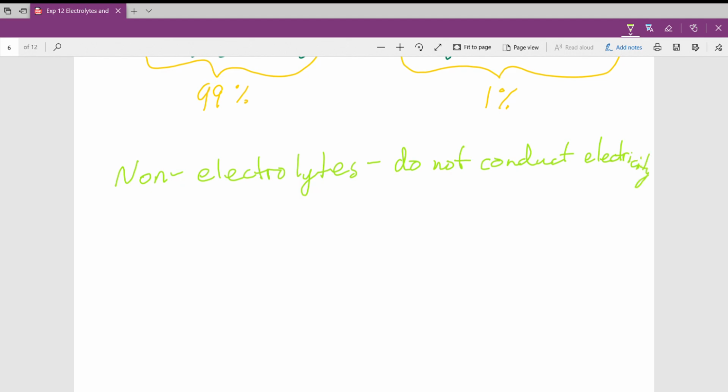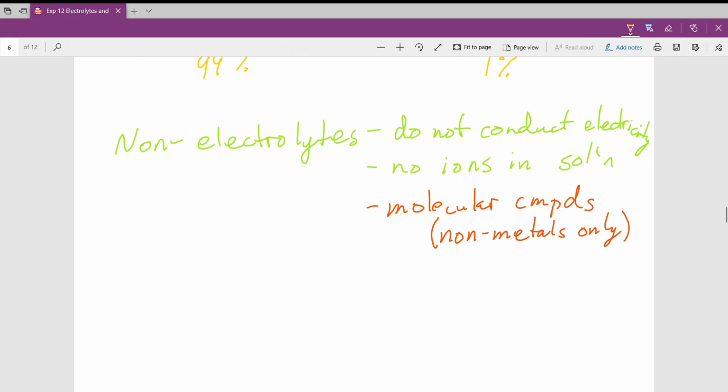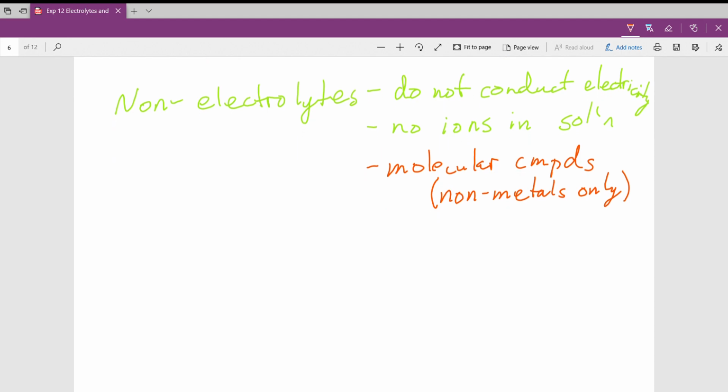There we go. There are no ions in solution. And how are we going to recognize these compounds? These are molecular compounds. Remember, molecular compounds are made up of non-metals only. Okay, so an example of that, in your blood, you all have glucose.